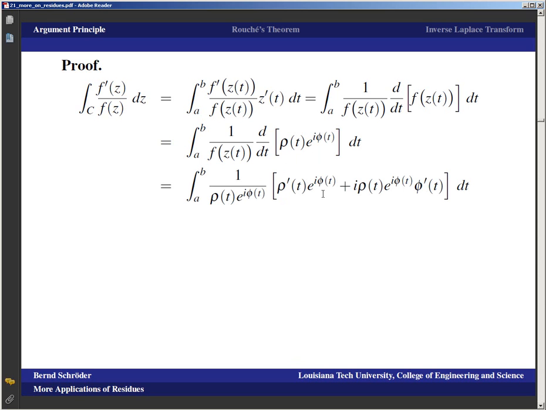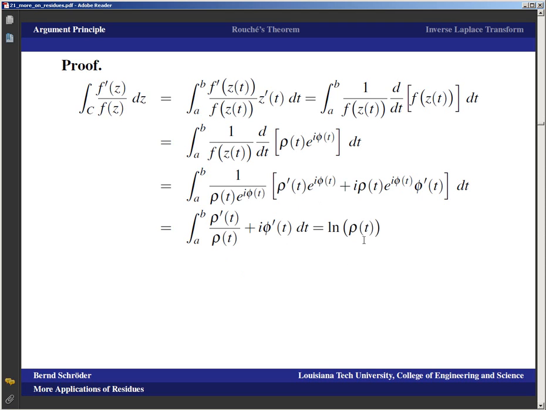So this is rho prime of t e to the i phi of t plus i rho of t e to the i phi of t phi prime of t. Derivative of the first times the second plus derivative of the second times the first. Straight product rule. Okay, now I can puzzle those apart. On one hand, if I take this first term here and divide it by this denominator up front, I just get rho prime over rho. And if I take the second one, the rho of t e to the i phi of t cancels, so I just end up with i phi prime of t dt.